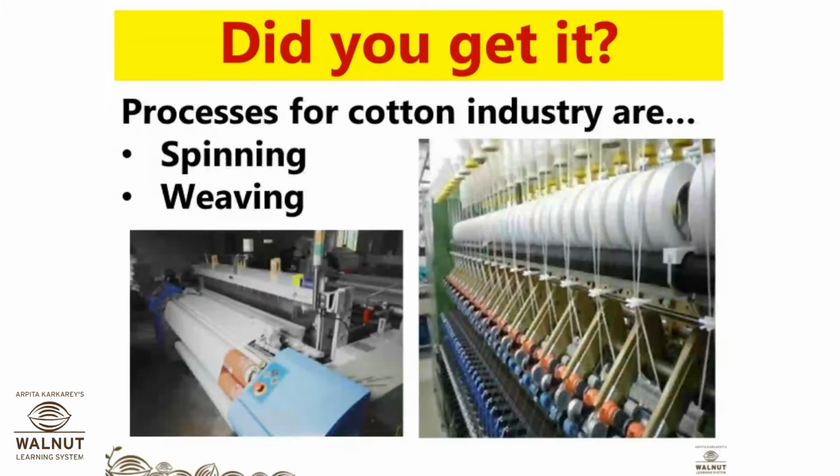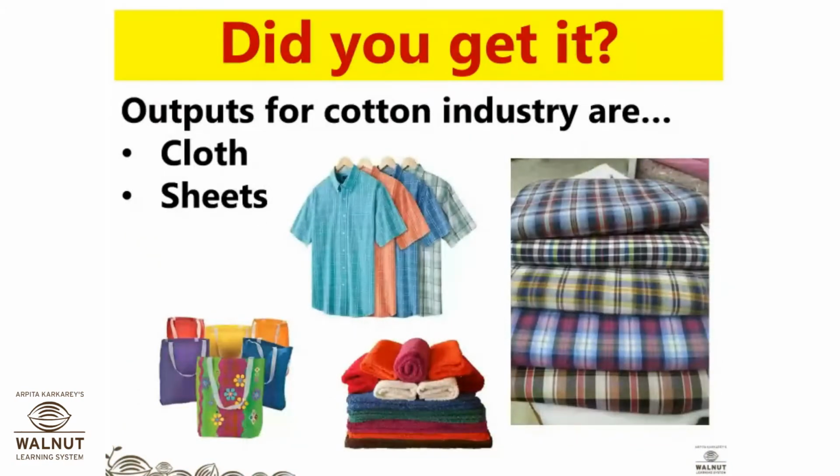Then the processing is what? Last year you studied one chapter in science, you remember? So outputs for the cotton industry are, as you already told me in the beginning, a shirt, a sari, a curtain, a mattress cover, a sofa cover. Whatever is made from the textile is all the output of that industry.